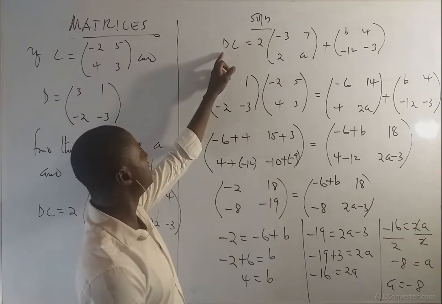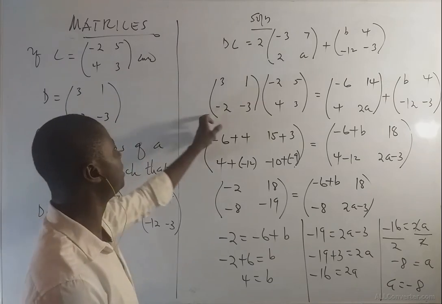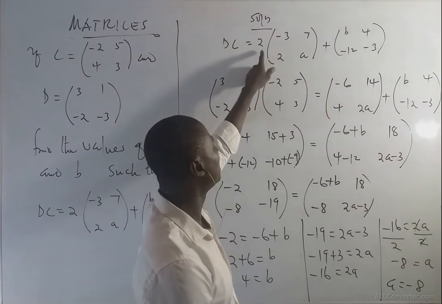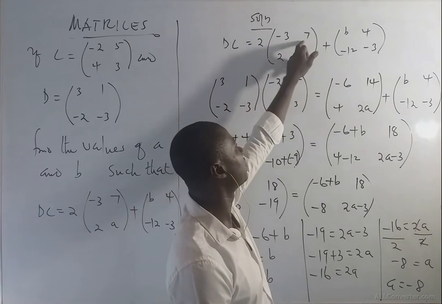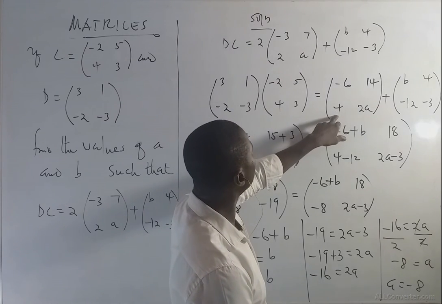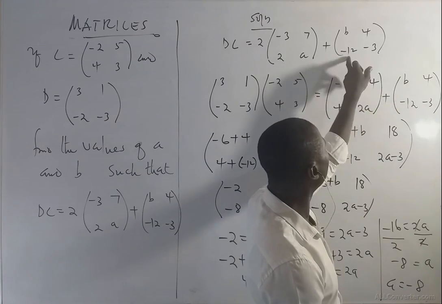Now, D has been given to this matrix, and C has been given to that matrix. So DC means multiply. Then you equate to what we were given. Now, this is the scalar multiplying this matrix. So 2 times minus 3 is minus 6, 2 times 7 is 14, 2 times 2 is 4, then 2 times A is 2A, then plus we have B, 4, minus 12, minus 3.